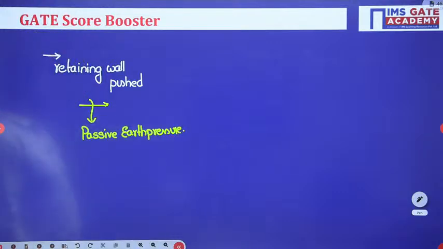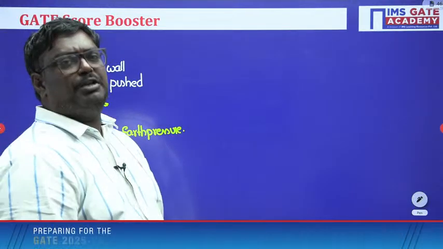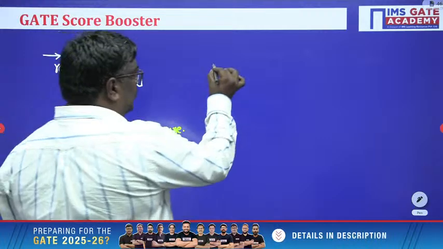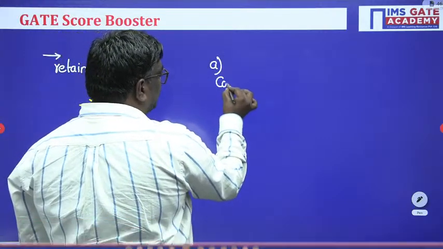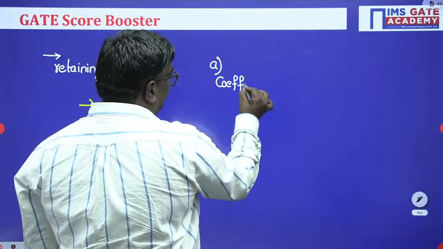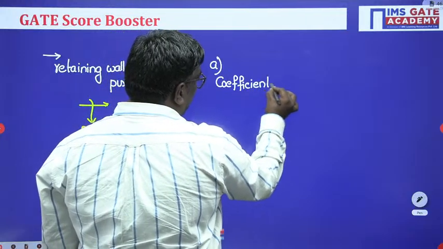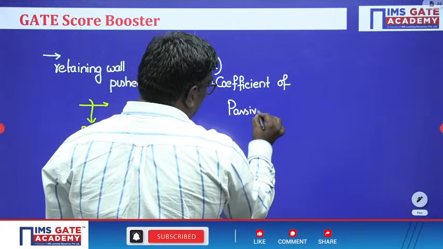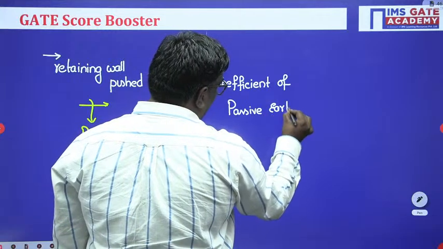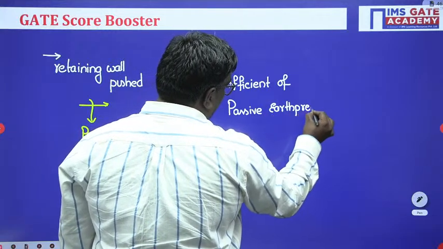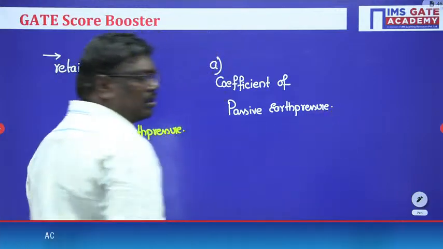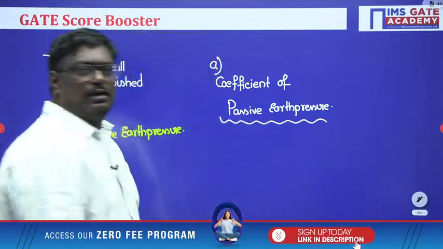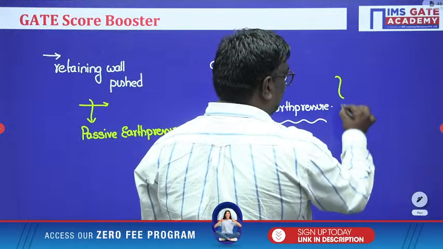Now, as I told you so many times, please follow these steps for any earth pressure diagram. First try to find the coefficient of passive earth pressure. When I talk about the coefficient of passive earth pressure here, this is nothing but Kp.